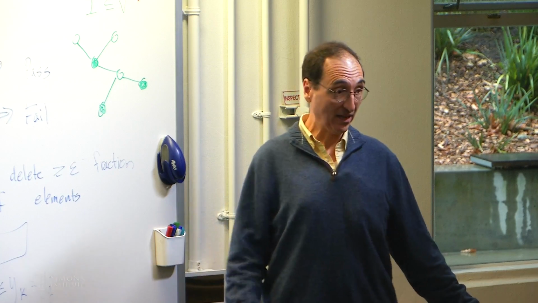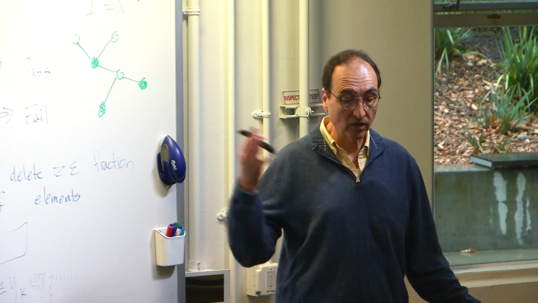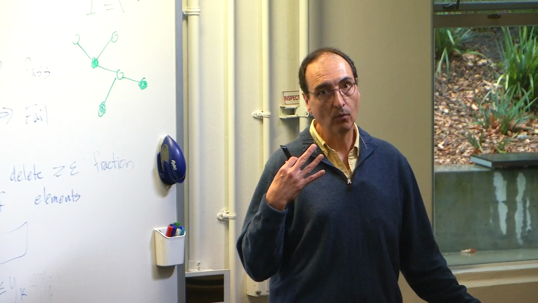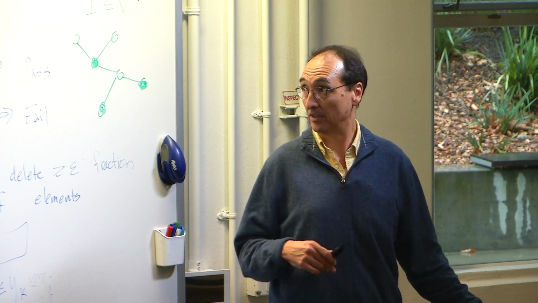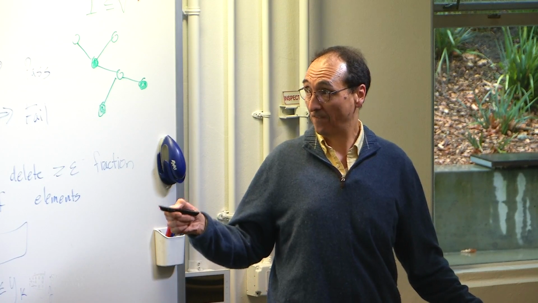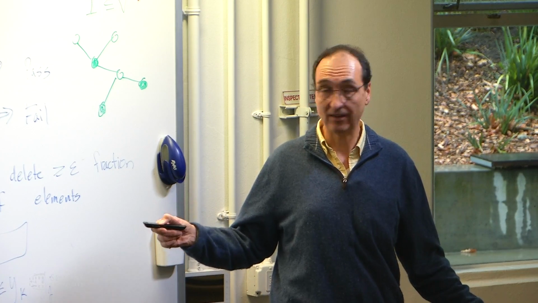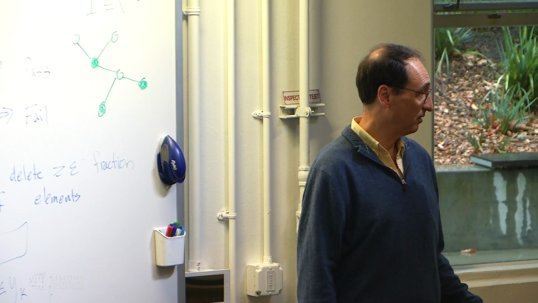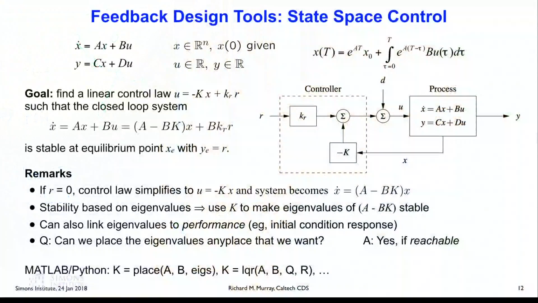So how do we actually design this? For a simple system like this, the design problem is to say, given A and B, find K such that the eigenvalues are at specified locations. So that's a MATLAB command. That's called the place command. So you give it A, you give it B, you give it desired eigenvalue locations, and it gives you the matrix K. Done. So that's control design.